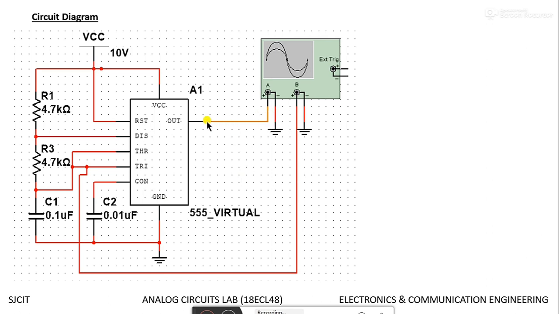So here for the output I have connected 2 channels in the CRO. One is for the output and another one is for the triggering pulse. So let's see the ideal graph.